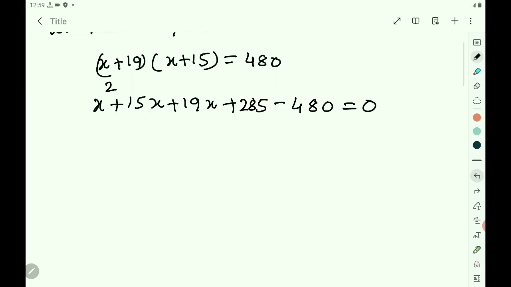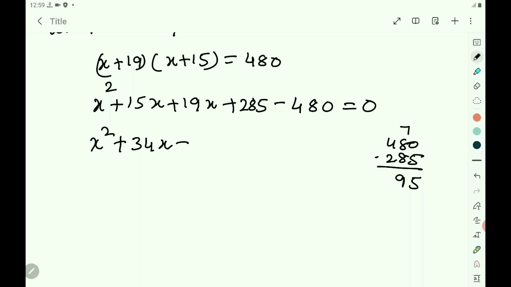Then write x square as it is plus the sum of these two, 15 and 19. 15 plus 19 is 34x, and 285 minus 480. We have to subtract 285 from 480. 10 minus 5, 5. And here 7 is remaining. 17 minus 8, 9. Here 3 is remaining. 3 minus 2, 1. So you got minus 195 equals 0.